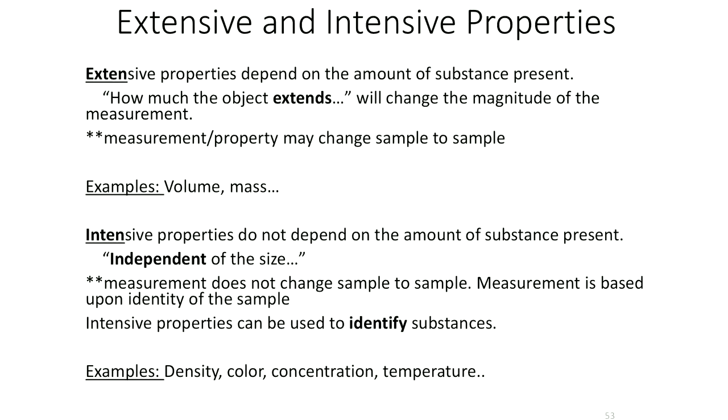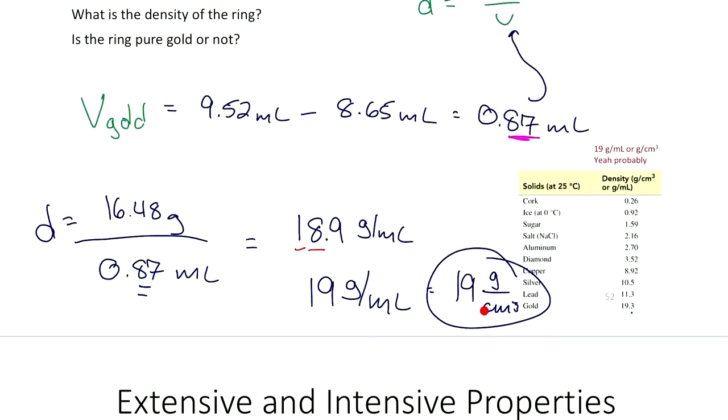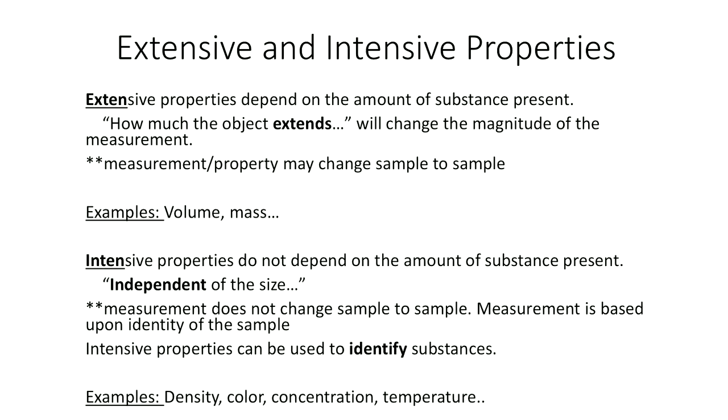So extensive properties, I like to think, will change depending on how much your sample extends or how big it is, versus intensive properties. These are properties that don't change sample to sample, so things like color, concentration, as long as you're working with the same stock solution, density, and that's related to how we identified our gold sample up here, comparing the density of this sample to the density of gold in all samples. And so intensive properties are independent of size of your actual sample. Gold will always have the same density, whether you have a small flake or a huge bar of it. And so often we can identify samples using intensive properties.